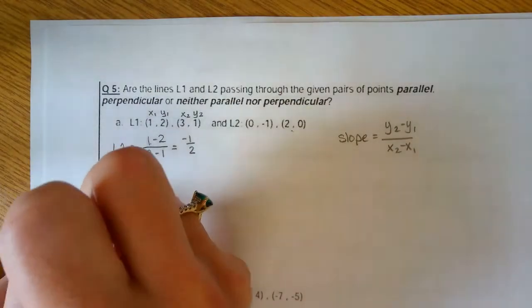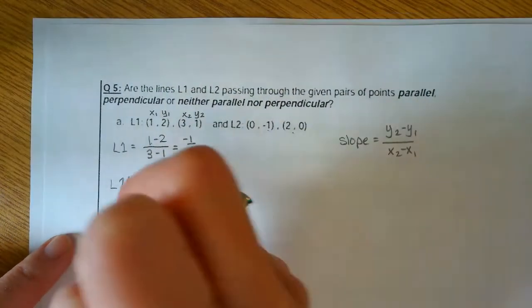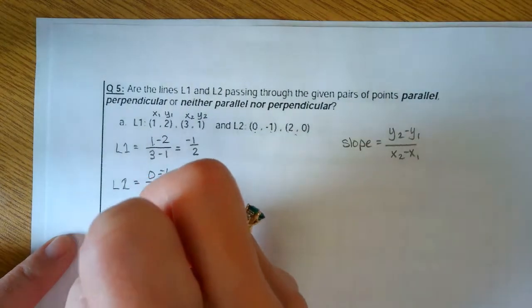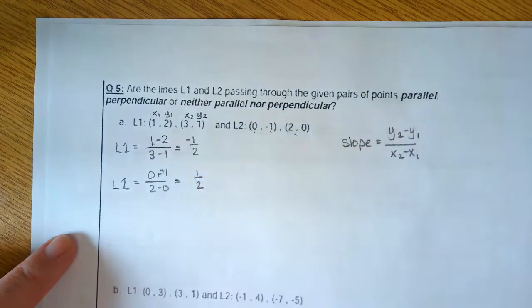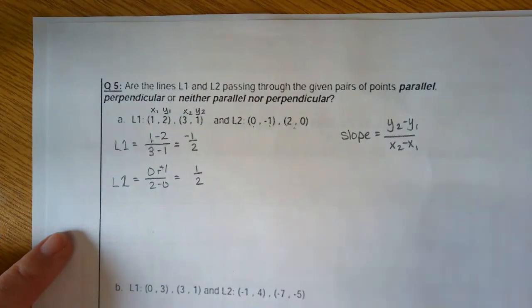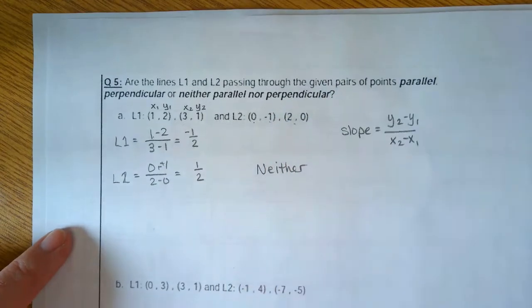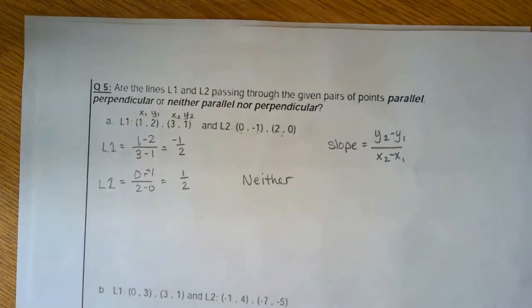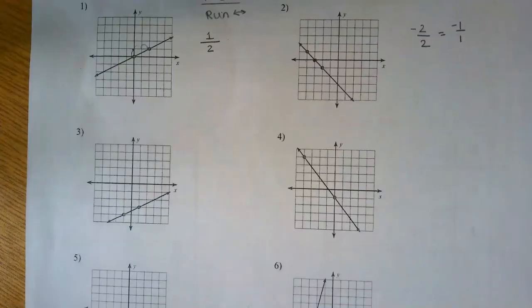Then I'll do the same thing for line 2. Second y minus the first y, second x minus the first x. So I would find that answer and I would get +1/2. This would be an example where they would be neither because they are not exactly the same. So folks, that's what you're going to do with this packet: you're going to focus on finding the slope and then determining if it's parallel, perpendicular, or neither.